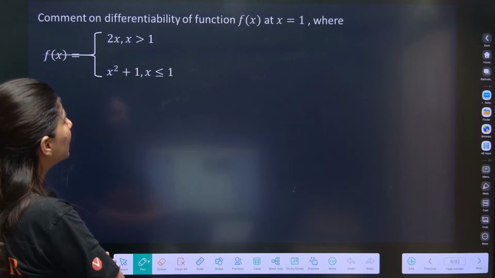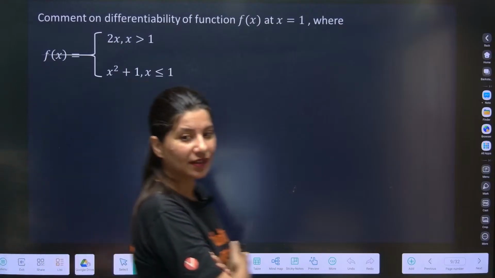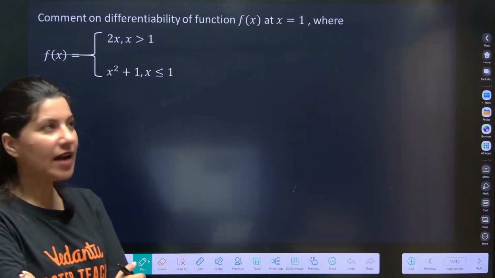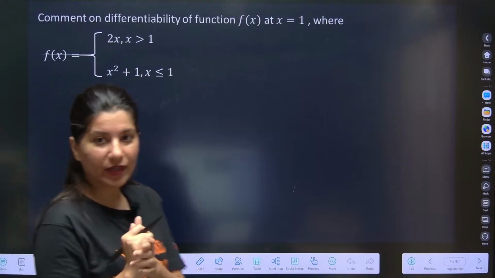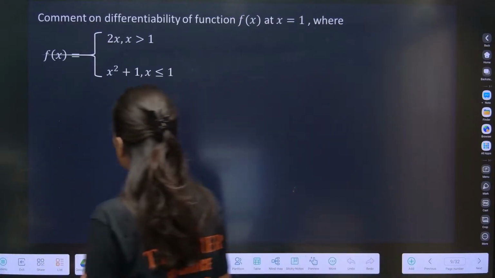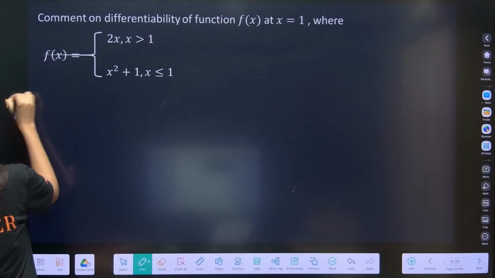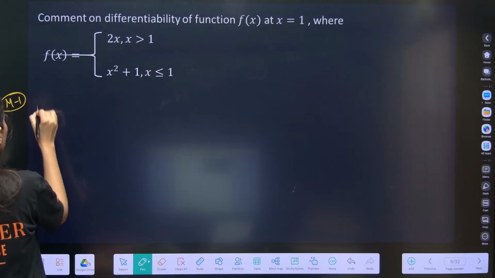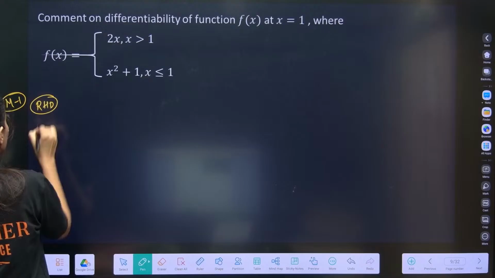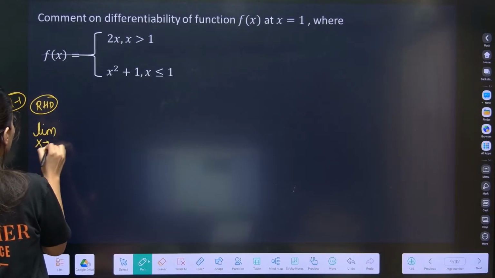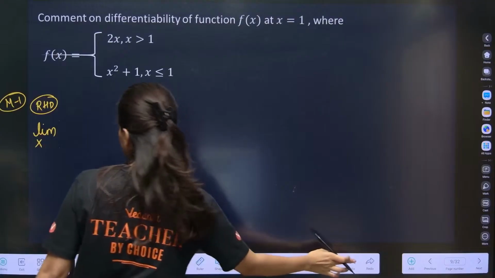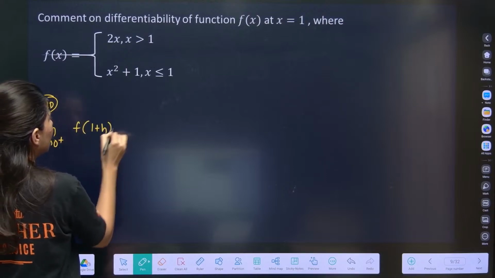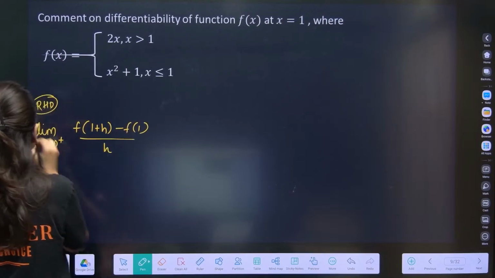Comment on the differentiability of function f(x) at x equals 1. This is the question, and I am going to tell you 3 methods to check the differentiability. Method number 1, the first principle method, which we have just learned. Let's calculate the right hand derivative first: limit h tends to 0 plus, f of 1 plus h minus f of 1 upon h.